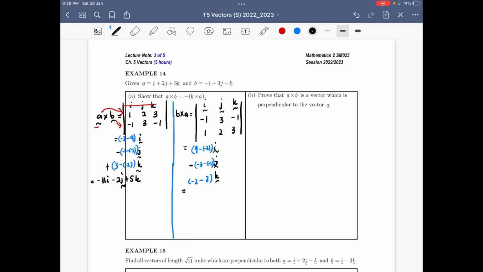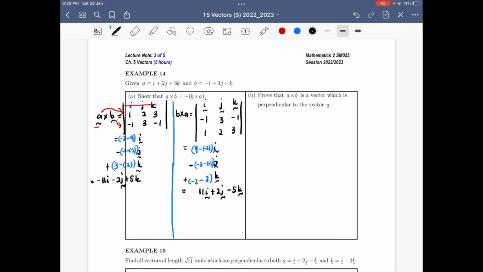You will get, here should be positive. So 11i, okay, minus 3 plus 1 equal to -2. Multiply by negative become positive 2j minus 5k. Okay, it's similar, right?